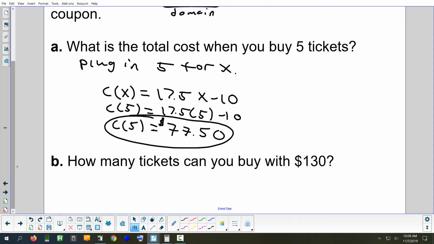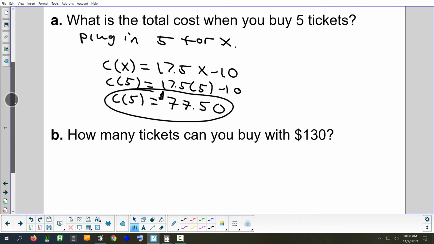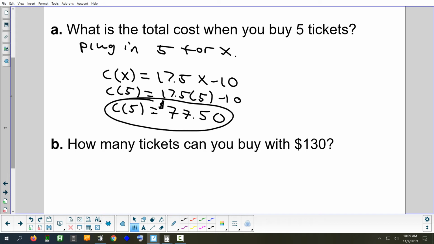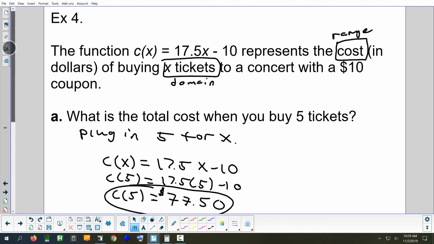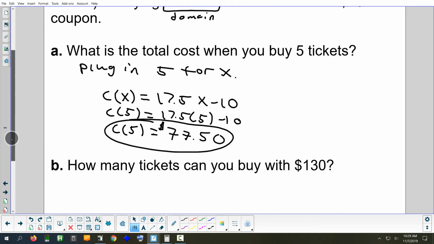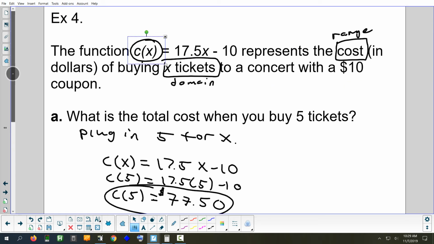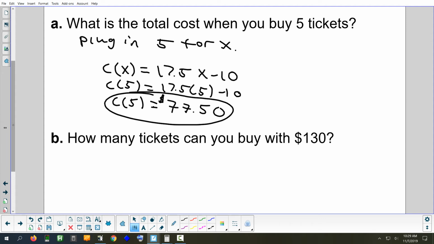Okay. So now the last thing says, how many tickets can you buy if you have $130? A little different. This is kind of like example one, and this is like example two from the notes. Where am I plugging in 130 for the number of tickets? Is that 130 the number of tickets? No, that's not. What's the 130? Cost. This time they want you to plug in 130 for the cost, not the number of tickets. So, anyone think they can tell me what that equation will be if I fill in what they're telling me for the cost?